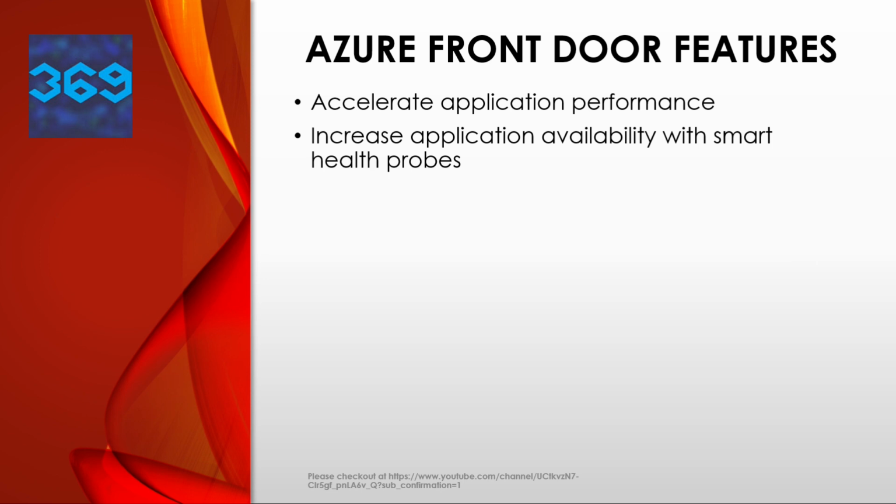Front Door directs traffic to alternative backends while the maintenance is in progress. All right. Next one is URL based routing. So URL path based routing allows you to route traffic to backend pools based on URL paths of the request. One of the scenarios is to route requests for different content types to a different backend pool.